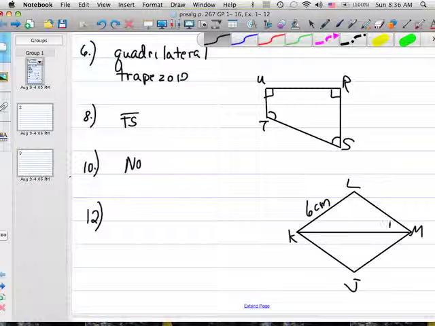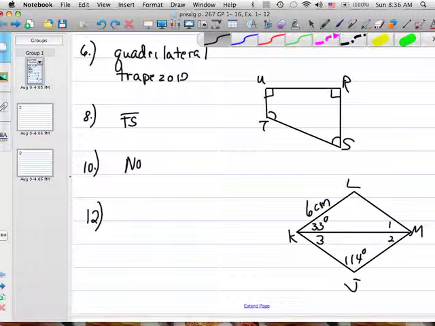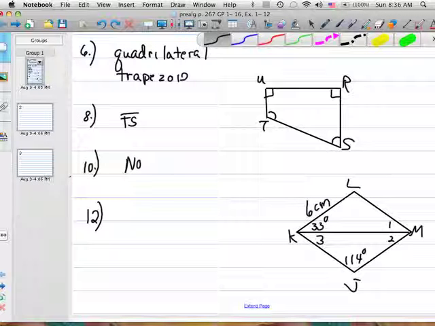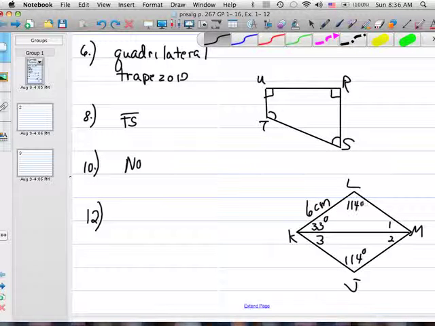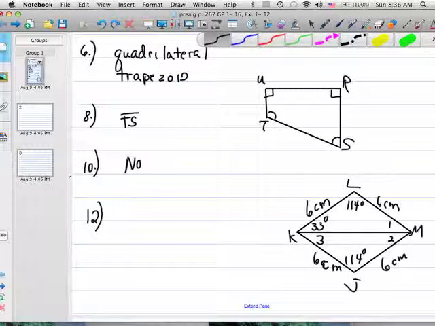This is angle 1, 2, 3, and then they tell us this angle is 33 degrees. And this angle is 114 degrees. Since it's a rhombus, opposite angles are congruent, so this is also 114 degrees. And since it's a rhombus, all the sides are the same length, so we can go ahead and just put all the lengths in. And what we need is to find angles 1, 2, 3.